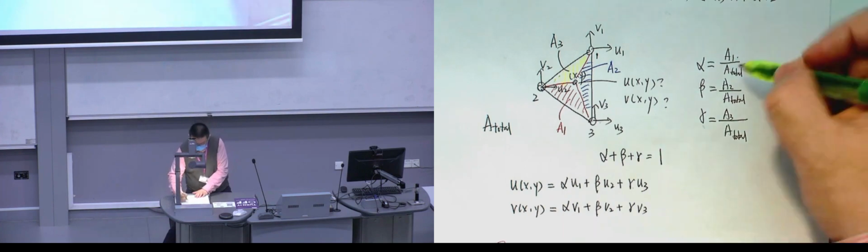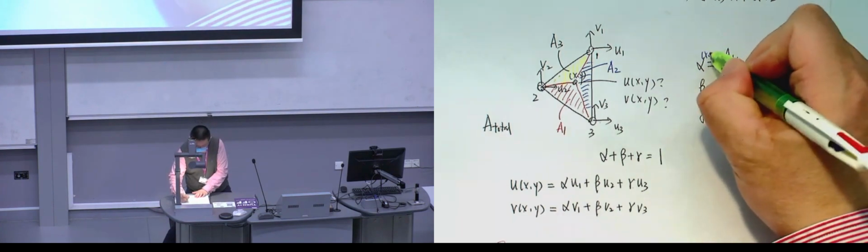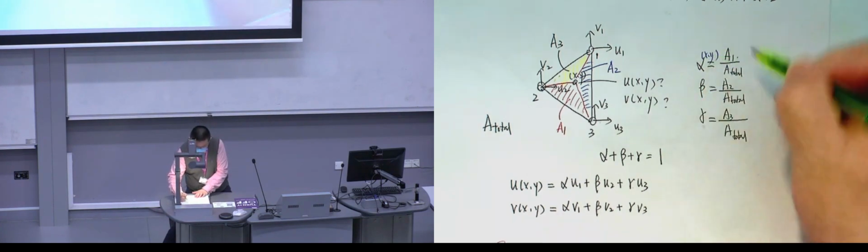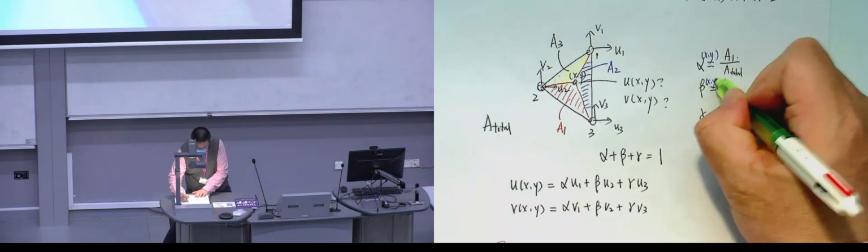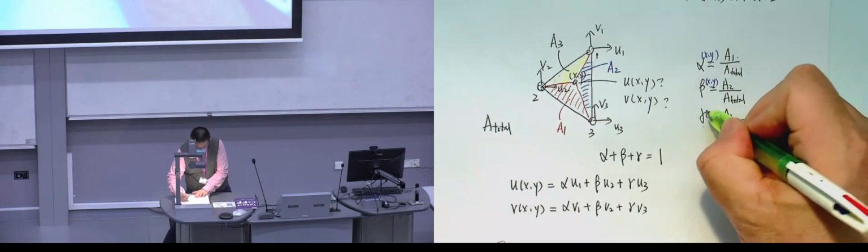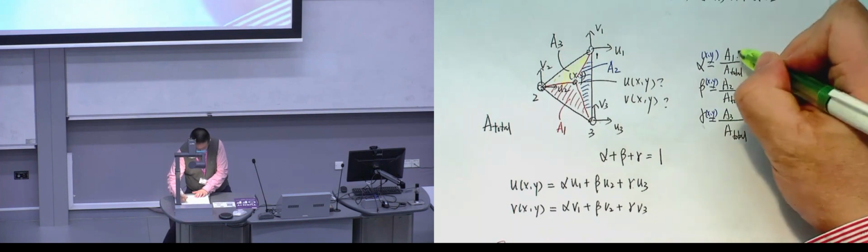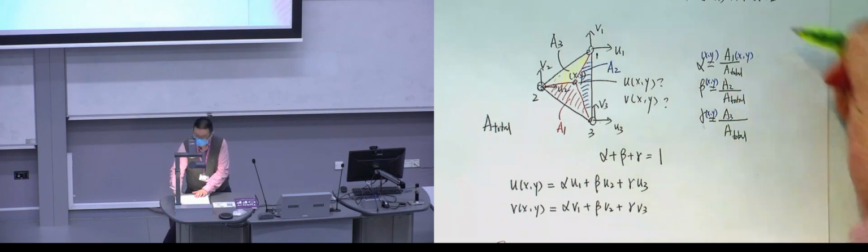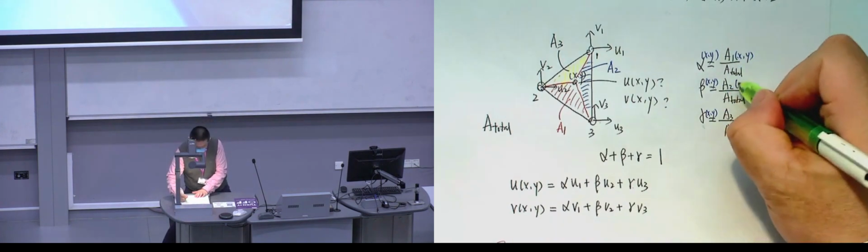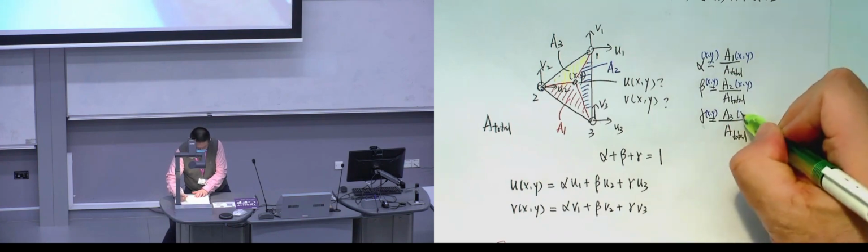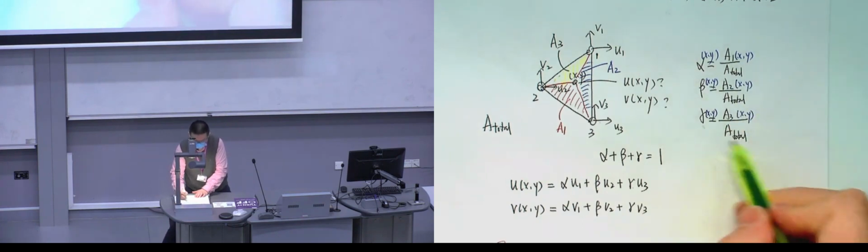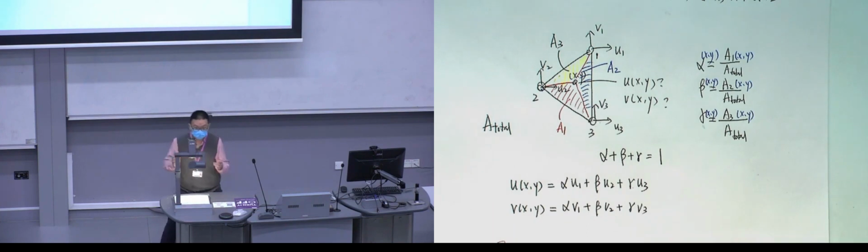So alpha is a function of x, y, and beta is also a function of x, y, and gamma is a function of x, y. This is because A1 is a function of x, y, right? A2 is also a function of x, y. A3 is a function of x, y. Of course, A total is fixed because the triangle is fixed.